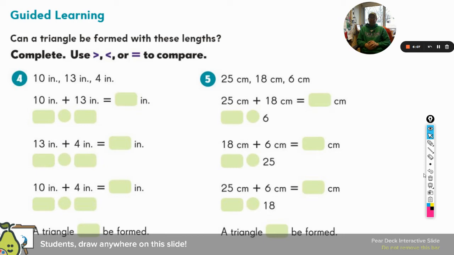Oh, okay. Can a triangle be formed with these lengths? It says complete. Use greater than, less than, or equal to compare. Okay, triangle can or cannot be formed. Okay, pause me, and then we'll do it in 5 seconds.